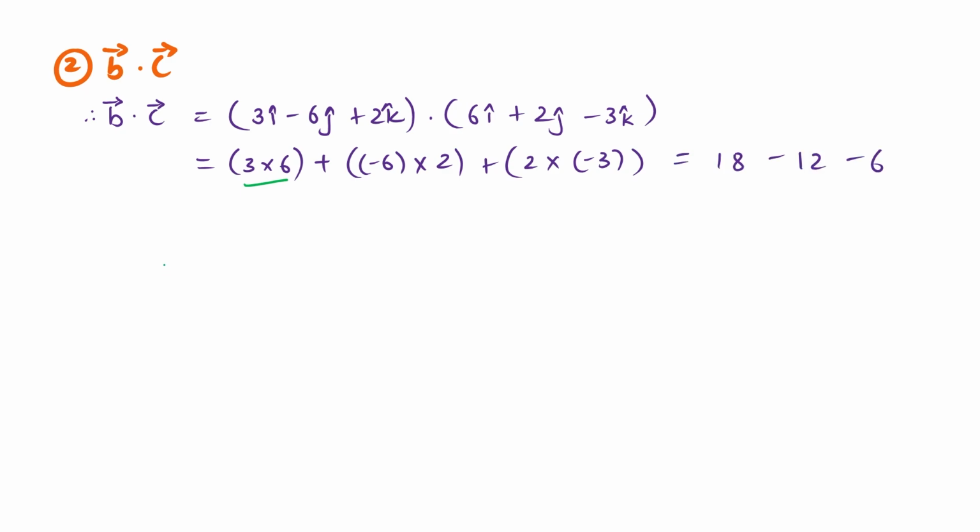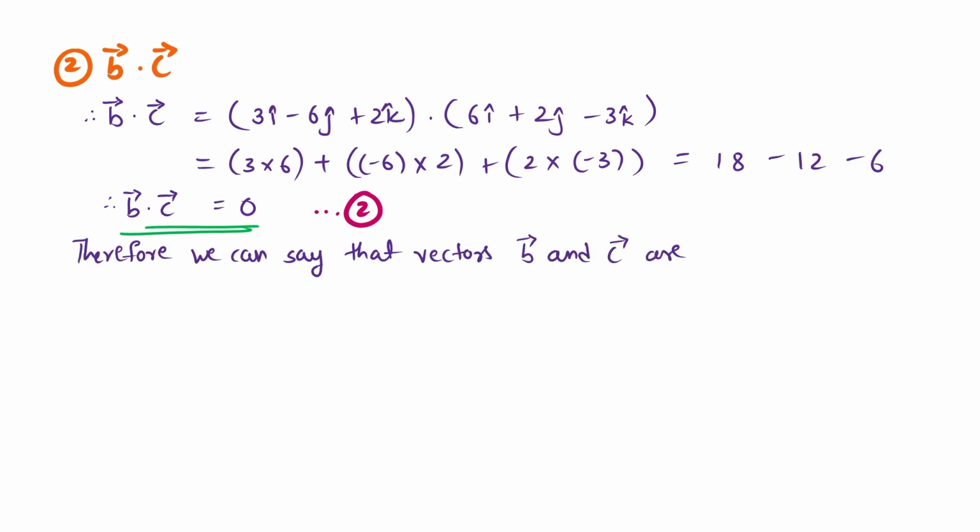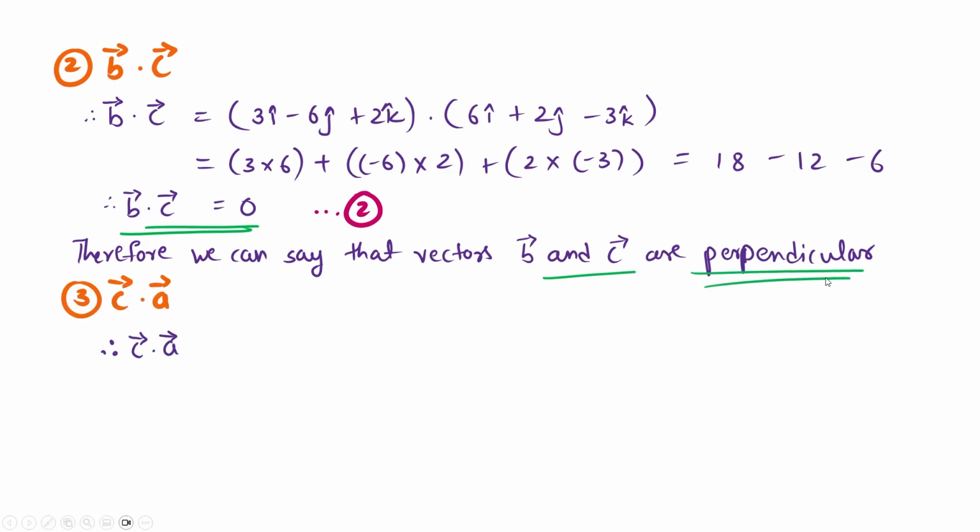So 3 into 6 is 18. Minus 6 into 2 is minus 12. And 2 into minus 3 is minus 6. So it is 18 minus 12 minus 6. If we add this, we will get 0. So in this case, B dot C is also 0. So we can conclude that both these vectors, that is B and C, must be perpendicular to each other.